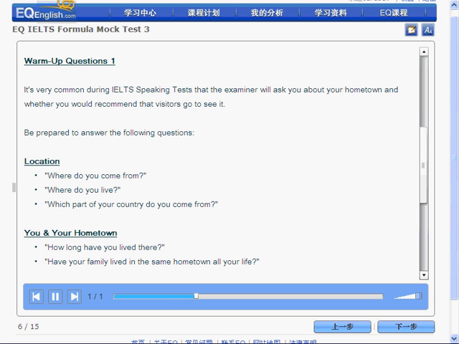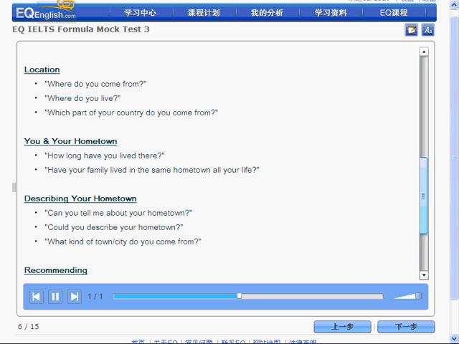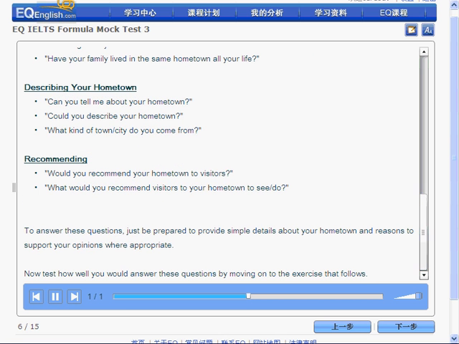Location. Where do you come from? Where do you live? Which part of your country do you come from? You and your hometown. How long have you lived there? Have your family lived in the same hometown all your life? Describing your hometown. Can you tell me about your hometown? Could you describe your hometown? What kind of town or city do you come from? Recommending. Would you recommend your hometown to visitors? What would you recommend visitors to your hometown to see or do?